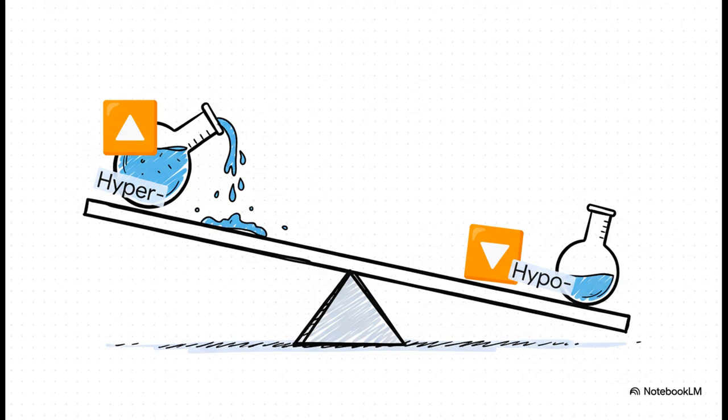And right here, you can see the incredible power of just a few letters. Take hyper and hypo. Hyper means above or excess, like in hypertension, that's high blood pressure. But change just one little letter to hypo, and now it means low or deficient, like in hypoglycemia, low blood sugar. We're talking two completely opposite conditions, all defined by that tiny little prefix.